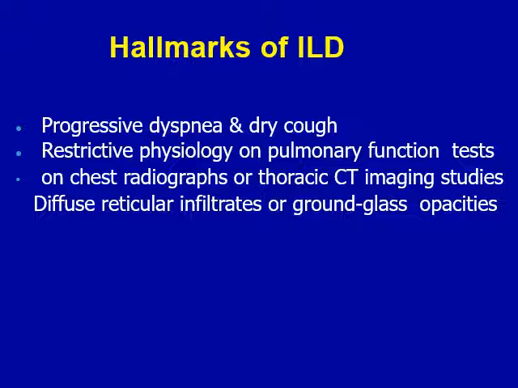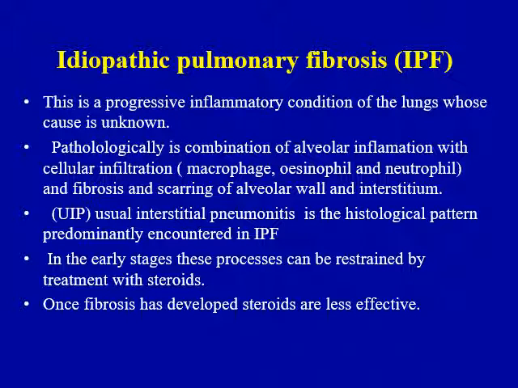Pulmonary function test shows a restrictive defect, and the chest radiograph or thoracic CT scan shows diffuse reticulonodular infiltrate or ground glass opacities. So here I finish the common features, radiologic appearance and the prognostic test of all interstitial diseases.